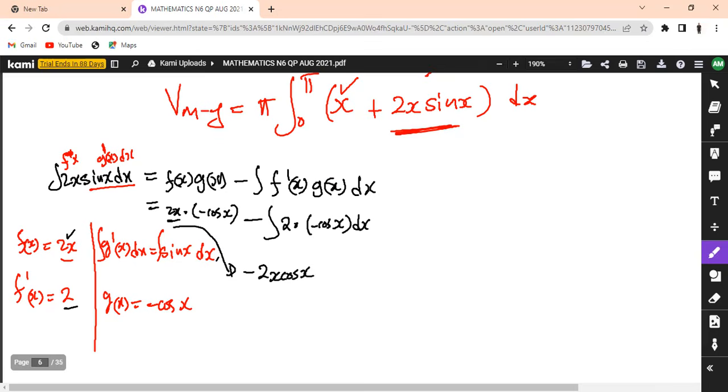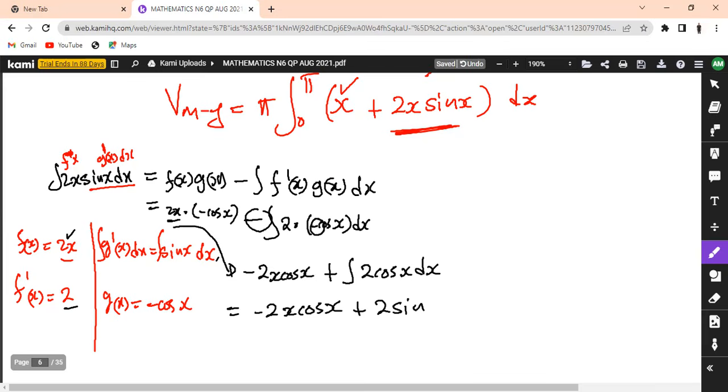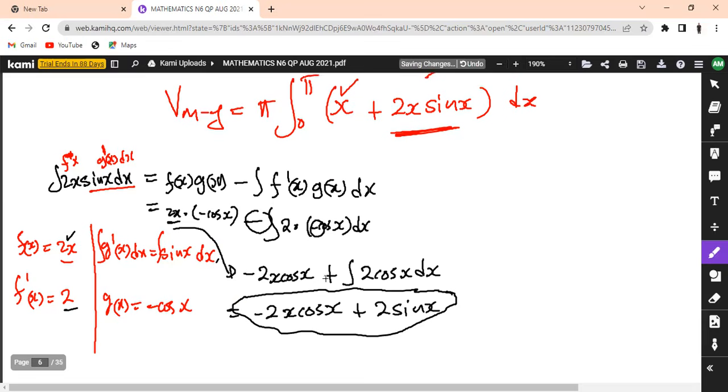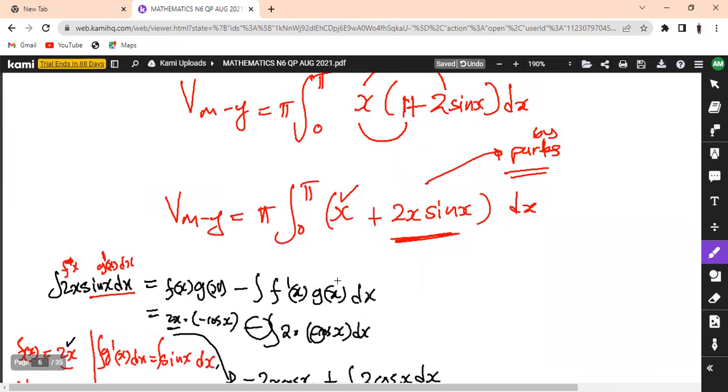All right, then we've got this minus here, and this minus is going to be a plus, the integral of 2 cos x dx. So here we can have minus 2x cos x. If we integrate cos, remember it gives us sine, and it's positive, so it's positive 2 sine x. Okay, so this is what we are going to have as our integral of this part, that is 2x sine x, but we have got x here, so now we can combine.